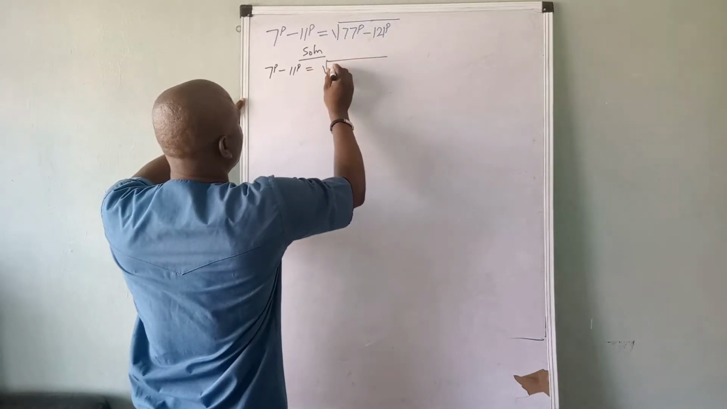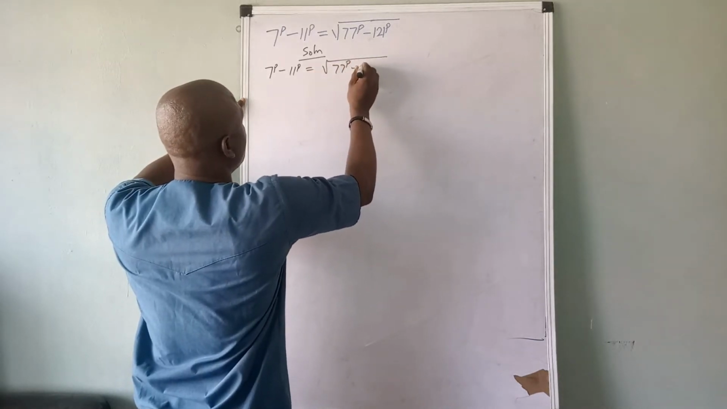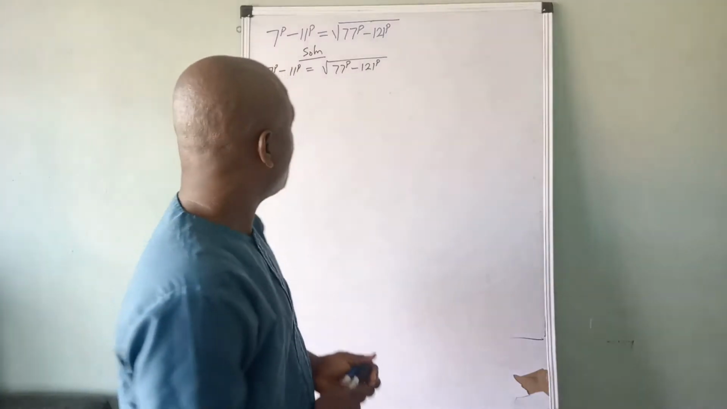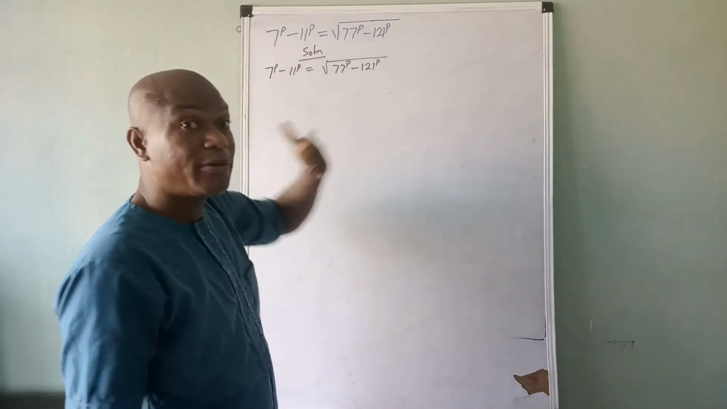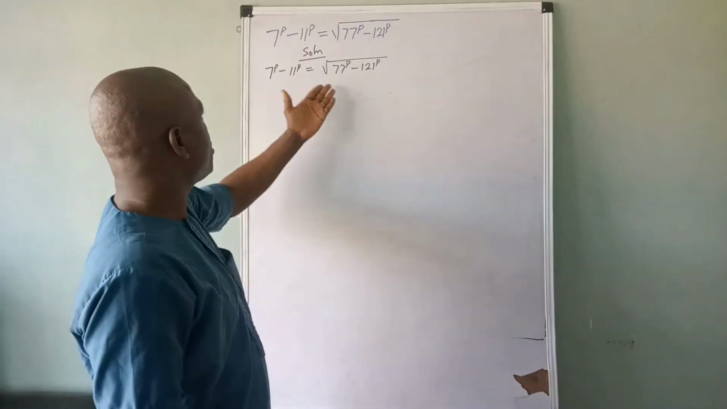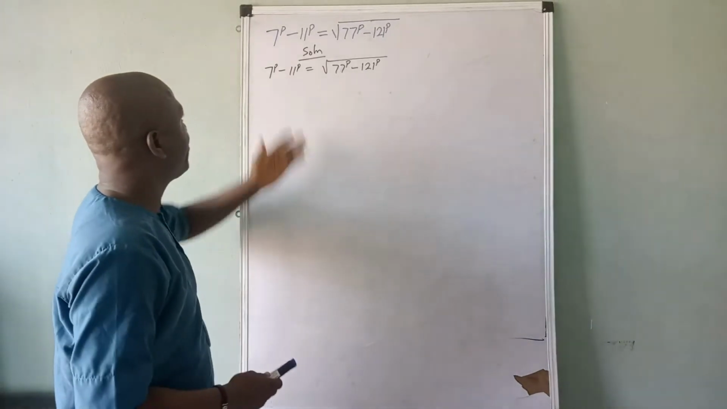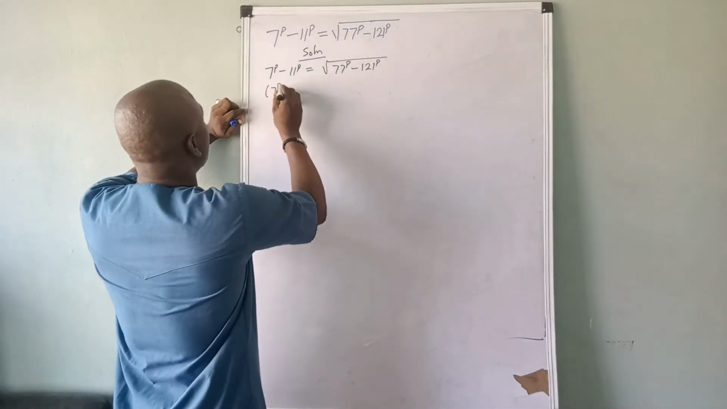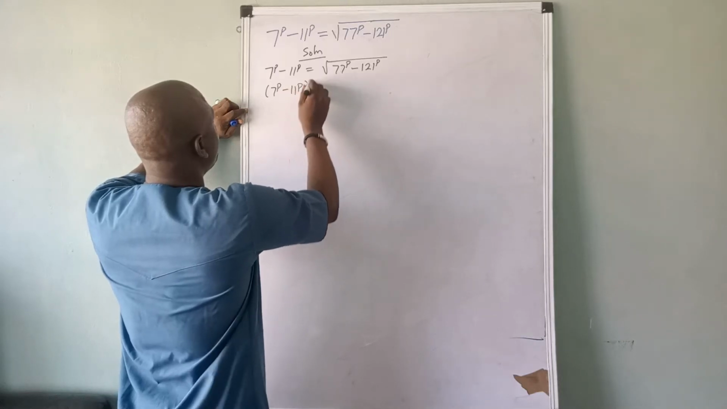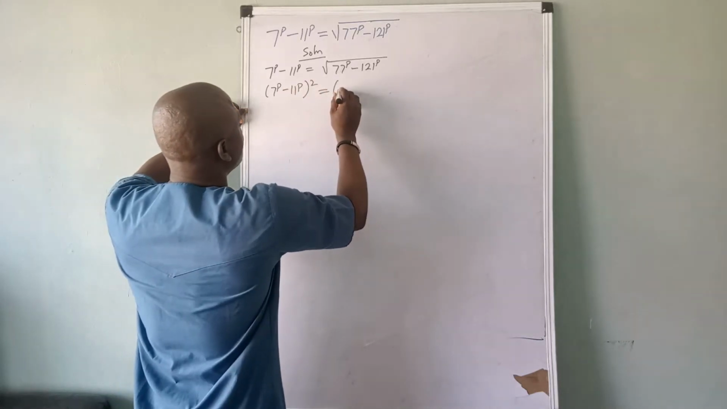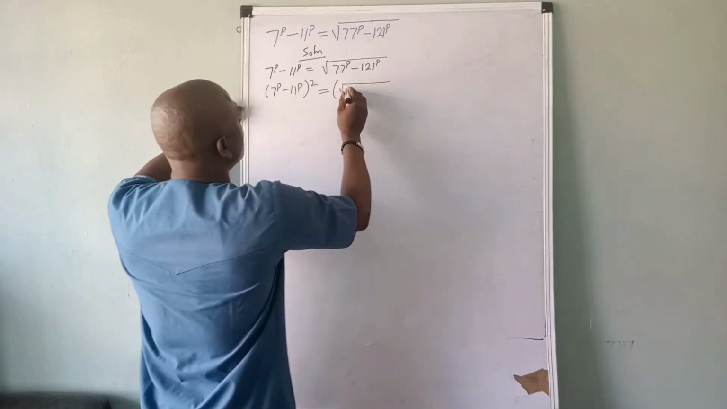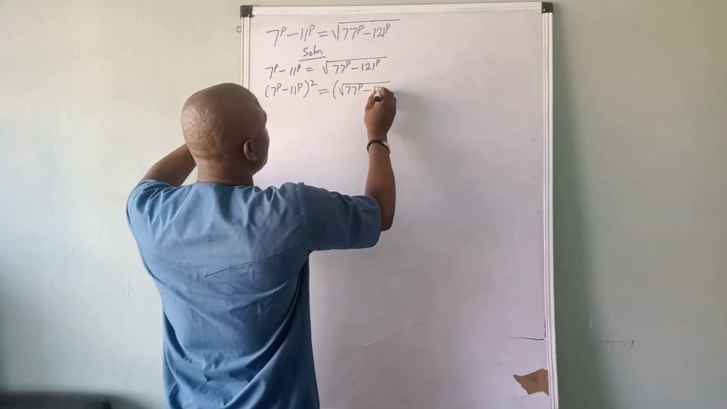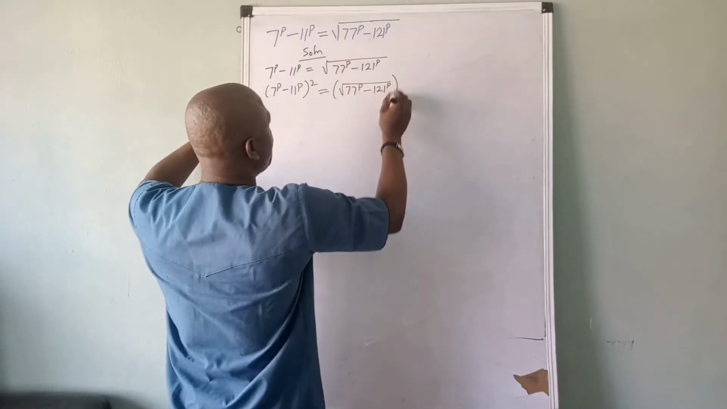The next step to solving this problem is to look at the problem once more and see what you could do to simplify it more. So, what do you do? You square both sides of the equation to now have 7 raised to the power p minus 11 raised to the power p all squared is equal to the square root of 77 raised to the power p minus 121 raised to the power p, all squared.